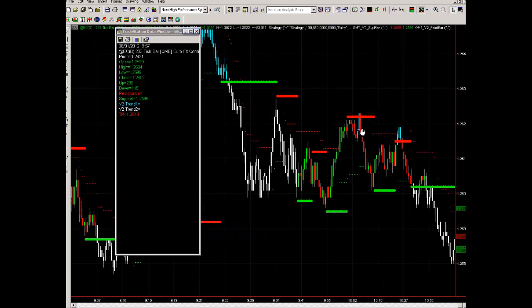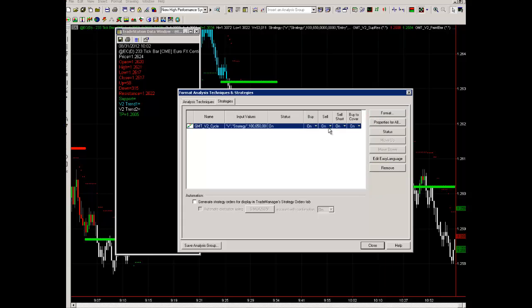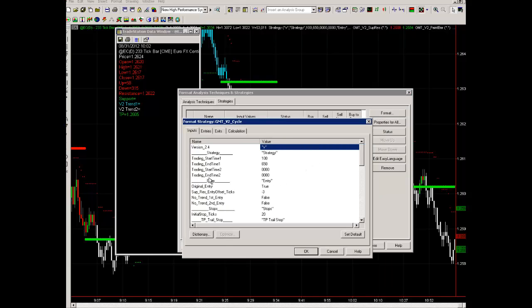This is a cluster of cyclical activity. We've lost the trend, so we're basically buying support, selling resistance. There are two ways we can set the cycle trader up. We can set it up so we take the trade as soon as that support prints. And you can see on the settings, if I go into these settings, that's exactly how it's set up. The original entry is true, and trend number 1 and trend number 2 are false.